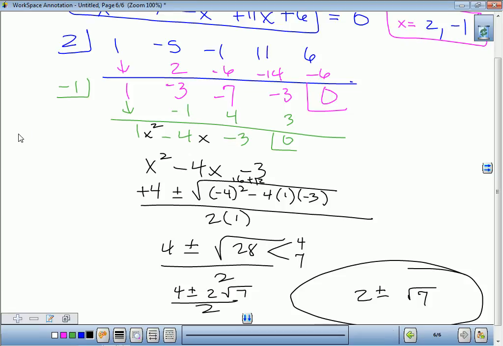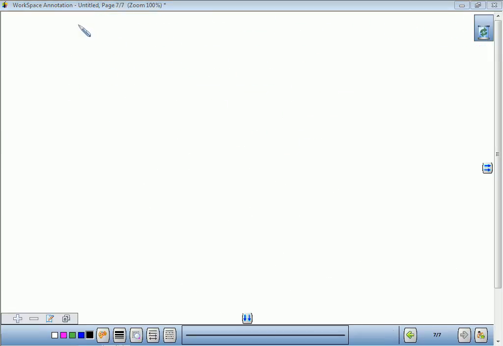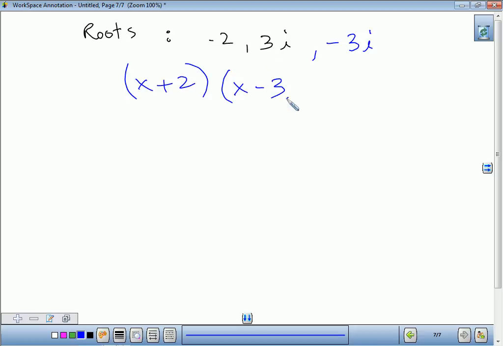Okay, now what happens if I give you the roots? If I tell you that the roots of a function are negative 2 and 3i. So now we gotta go backwards and write it as the factors. But if 3i is a root, what also is a root? Negative 3i. So when we put them back in, it's x minus this, which makes a plus, x minus that, and x minus this, which makes a plus.